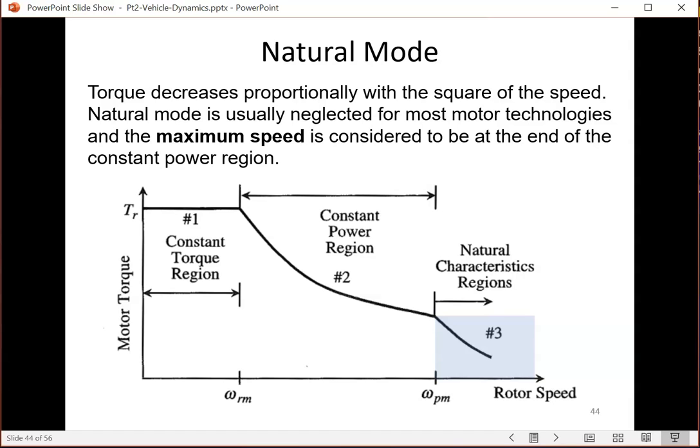Okay, so that's really the basic characteristics of electrical motors. And in the next lecture, I'm going to discuss how we actually use this to determine whether we need one single gear set or more than one gear ratio, or what gear ratio we need, and how to do all the calculations.